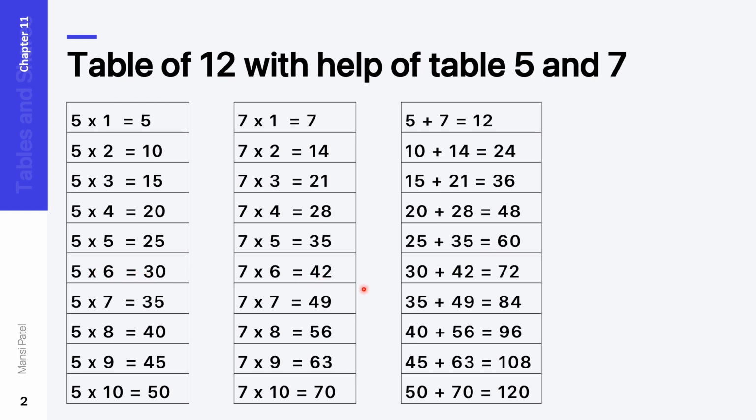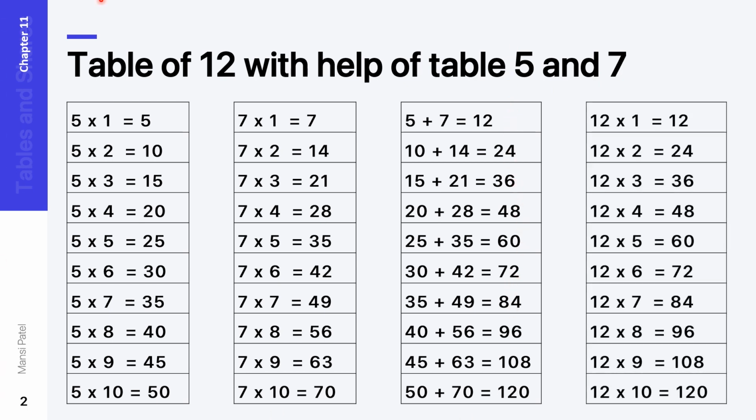30 plus 42, 72. 35 plus 49, 84. 40 plus 56 is equal to 96. 45 plus 63 is equal to 108. And then 50 plus 70 is equal to 120. Now you can see here, this is the table of 12. If you learn, if you know, then you get the answer quickly and easily. So see here, this is the table of 12.